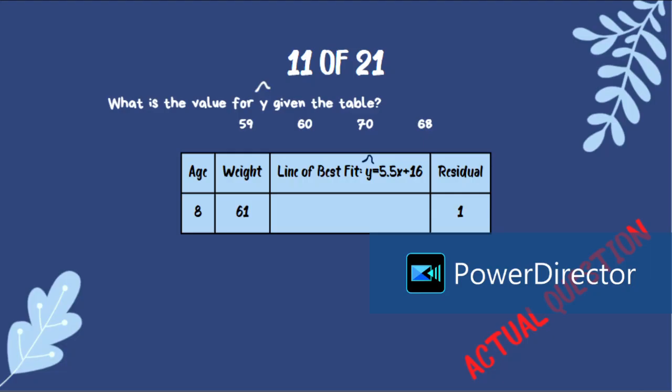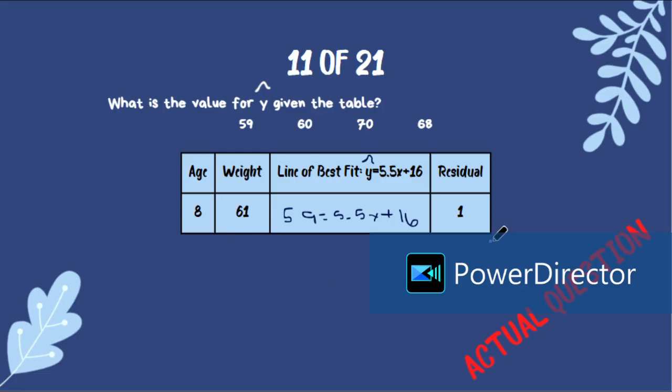What is the value for y hat given the table? Okay. Here's the table, and then these are your possible answers. It tells you right here that y hat is this formula. So what you're doing here is you're going to take these numbers and plug them in for y hat. So for example, your first one would be 59 equals 5.5x plus 16. Okay, and then you're going to solve it and see.